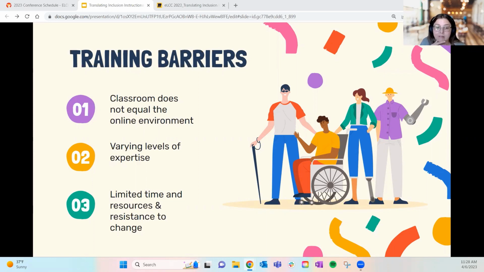So you may need to convince faculty a little bit of the benefits of inclusion instructional strategies. You may also need to convince your stakeholders as instructional designers, your leadership, your executive leadership, and that may require ongoing support and encouragement to implement these strategies effectively.